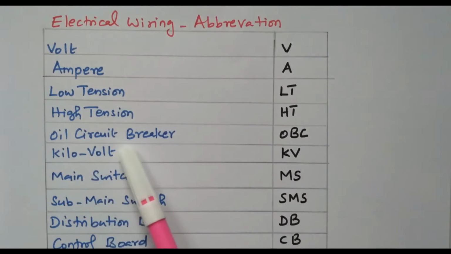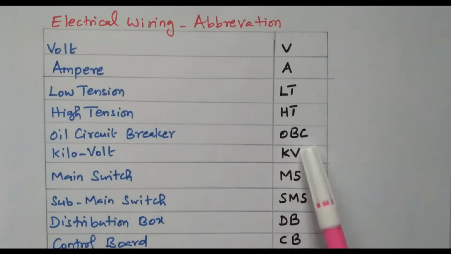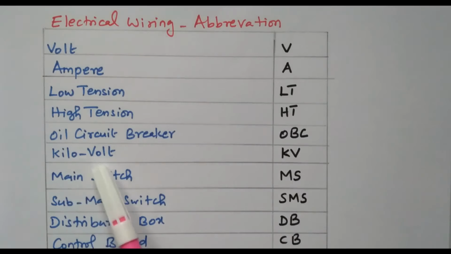Then oil circuit breaker is given as OCB. Kilovolt means kV. Then MS is nothing but the main switch. SMS means sub main switch. There is one main switch, over which so many sub main switches are available. So MS refers to the main switch for the entire supply. SMS refers to the sub main switch for a particular section.